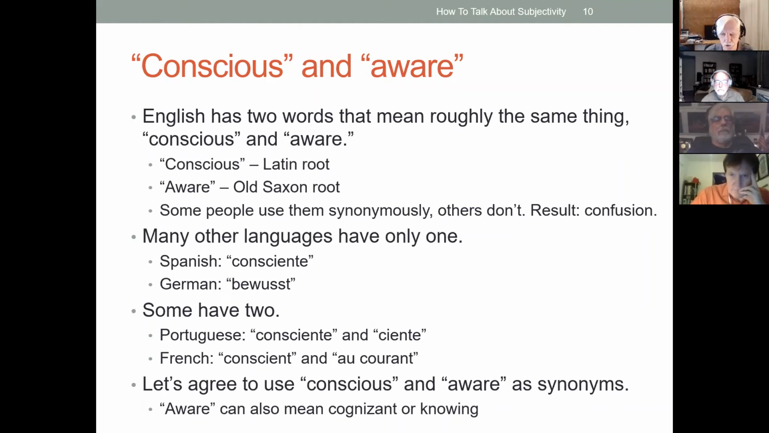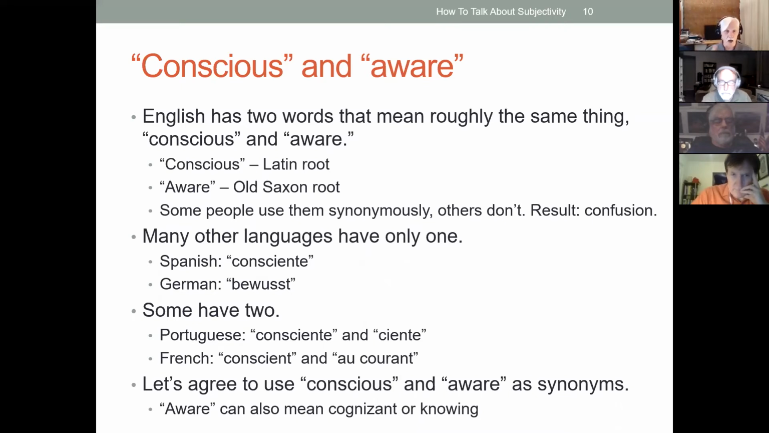German has bewusst, means conscious or aware. Now, some languages have more than one. Portuguese, I hope I'm pronouncing this close to being correct, consciente and sciente. French, conscient and au courant, they both mean being conscious, being aware. I don't think they quite map directly to the English words. So I want to use conscious and aware as synonyms.